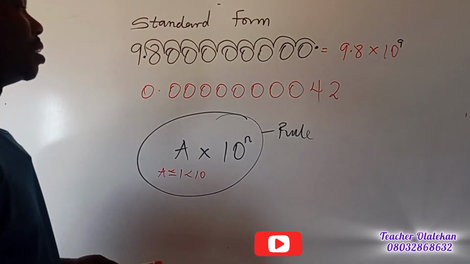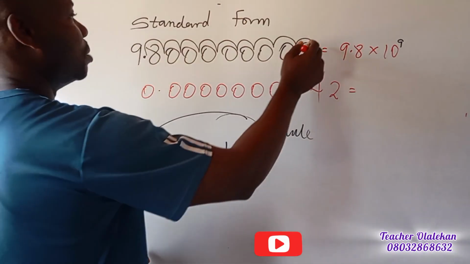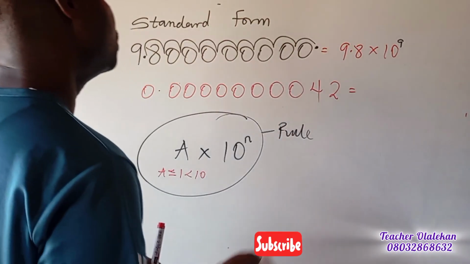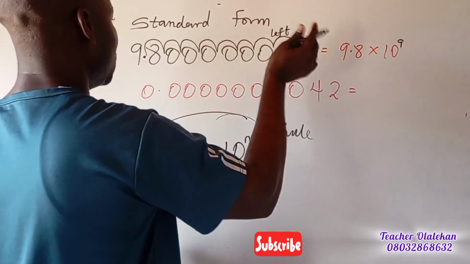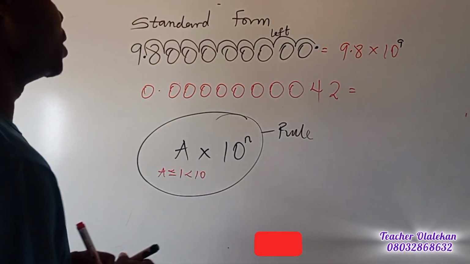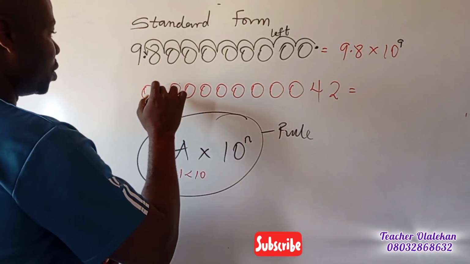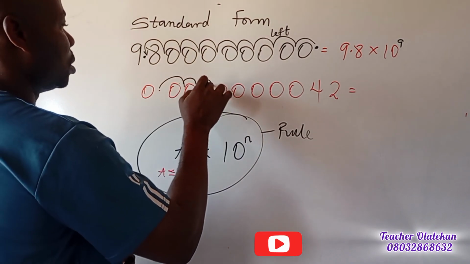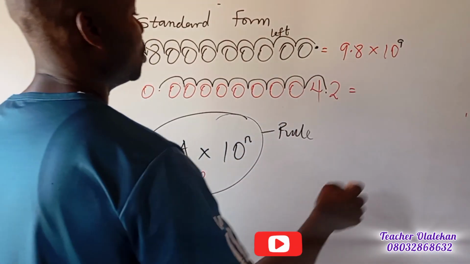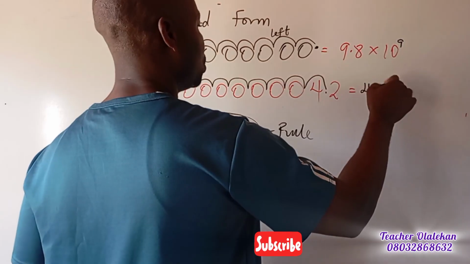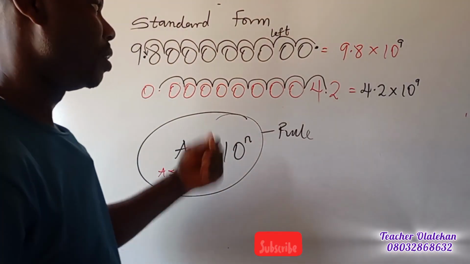So for this in standard form, do not forget that our point moves to the left here. When your point moves to the left, you have a positive exponent. You can see our point moves to the left here. And when your point moves to the right, you have a negative exponent. You can see our point moving to the right on this one: 1, 2, 3, 4, 5, 6, 7, 8, 9. So that becomes 4.2 times 10 raised to power 9. It's just coincidence that we have this.